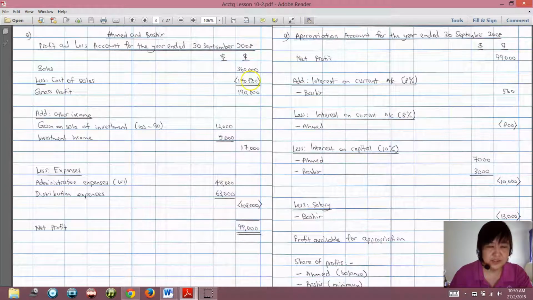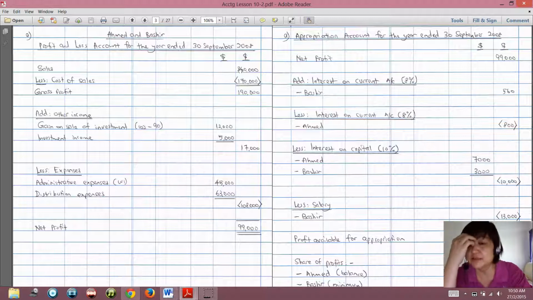Okay, profit and loss account, you take all the income minus all the expenses, then you get your net profit. Then when we continue in the appropriation account, this is the net profit. We will add all the income that is given. So you see, this one income, other income. So this one sales. That means in the profit and loss account, this income is gained from outsiders.